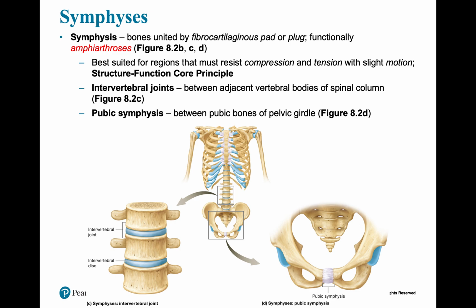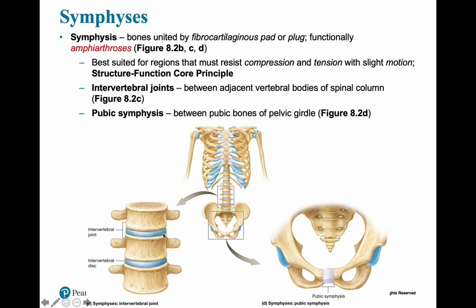And then the second specific type of cartilaginous joint is a symphysis joint. Symphysis for singular, symphyses for plural. Symphysis joints are composed of fibrocartilage. All right, so these bones are united or joined by a fibrocartilage pad. Locations where you can find symphysis joints. The first one being the intervertebral discs.